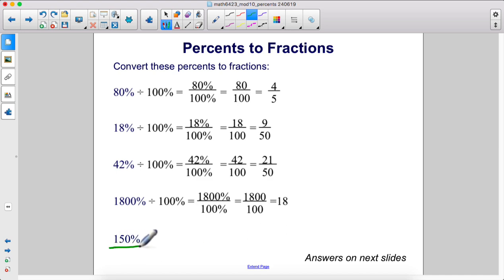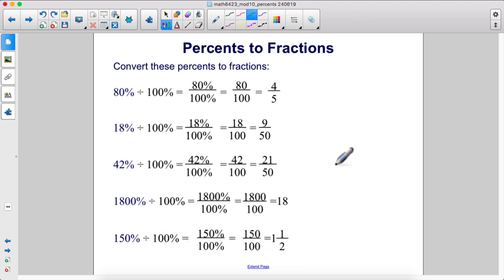150%. Let's go ahead and divide it by 100%. All right, the percent signs cancel. That 0 cancels with that 0. And we have 15 over 10. Now, both of these are divisible by 5. So let's divide the top by 5, and we get 3. Divide the bottom by 5, and we get 2. The answer is 3/2. And it is true that 3/2 can be rewritten as 1 1/2. So you can convert it into a mixed number if you want to.